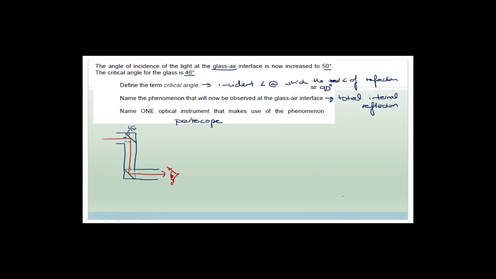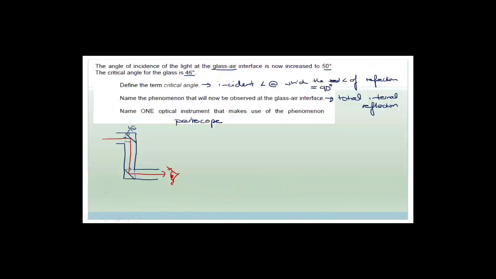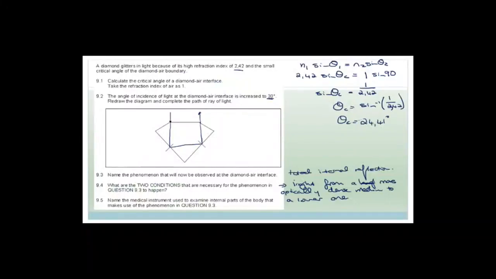Let's think about it. Remember, I taught it to you. It is that the angle of incidence has to be greater than the critical angle. Let's put it this way, theta I has to be greater than theta C. Otherwise, obviously, you don't get the total internal reflection.